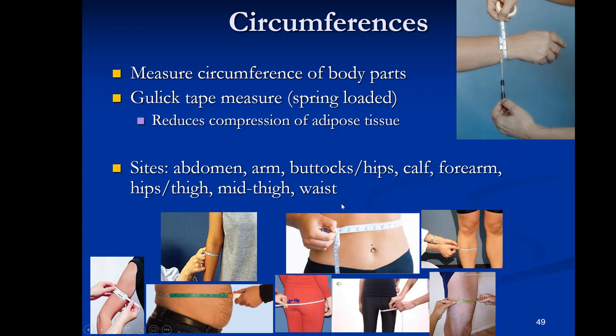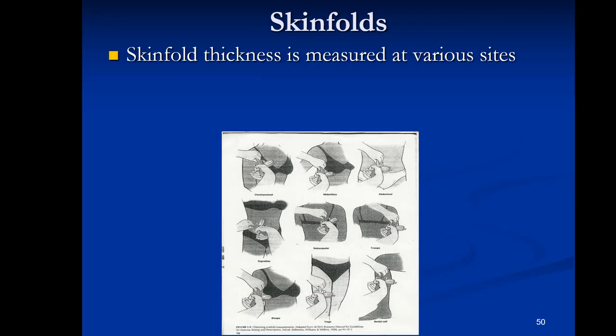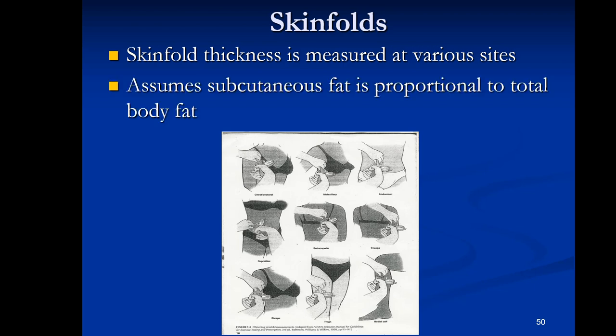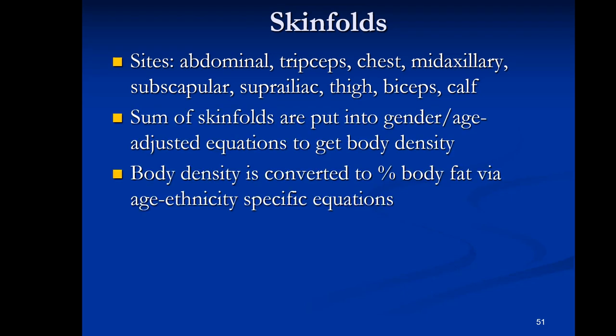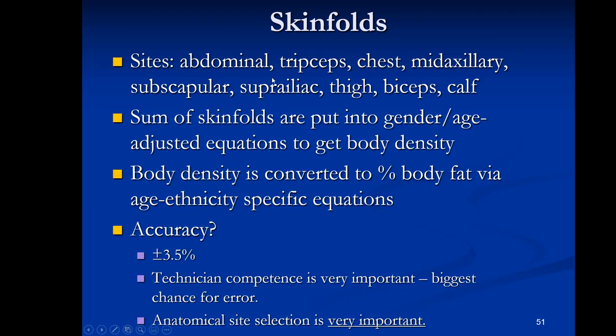As far as skinfold measurements, you measure skinfold thickness at various sites. You can do 3 sites, 5 sites, or 7 sites, and put them in a prediction equation to get an estimate of body fat. This technique assumes that subcutaneous fat is proportional to total body fat. These are the major sites, and again, you don't have to be familiar with them, but there are exact landmarks in the ACSM book.